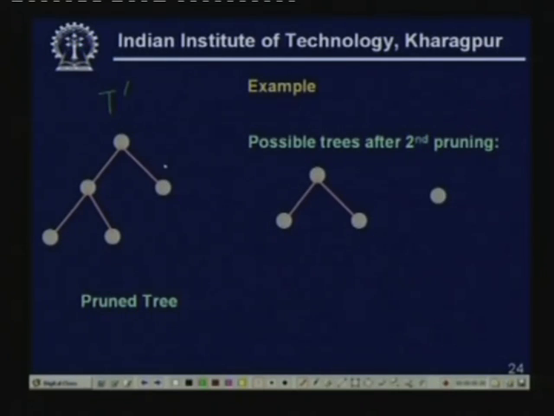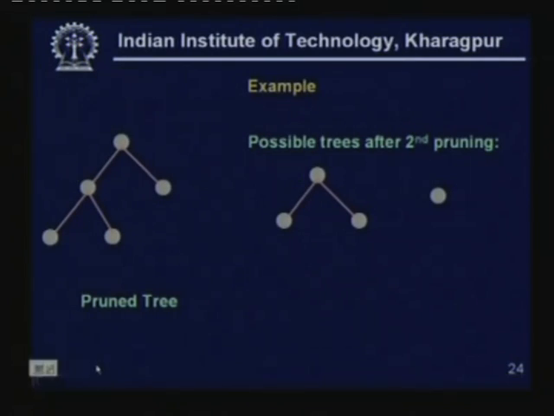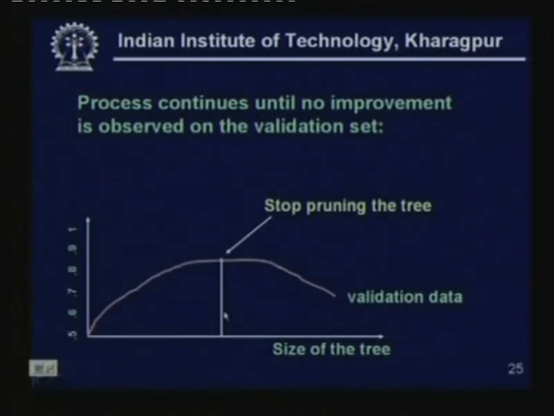Now we will again consider pruning this tree further. We can prune below this node to get this tree T1. We can prune below this node to get this tree T2. Evaluate them for accuracy, take the one with highest accuracy, or if both of them have worse accuracy on the holdout set than T prime, we retain T prime. This is how reduced error pruning proceeds. So this process continues until there is no improvement in the validation set.